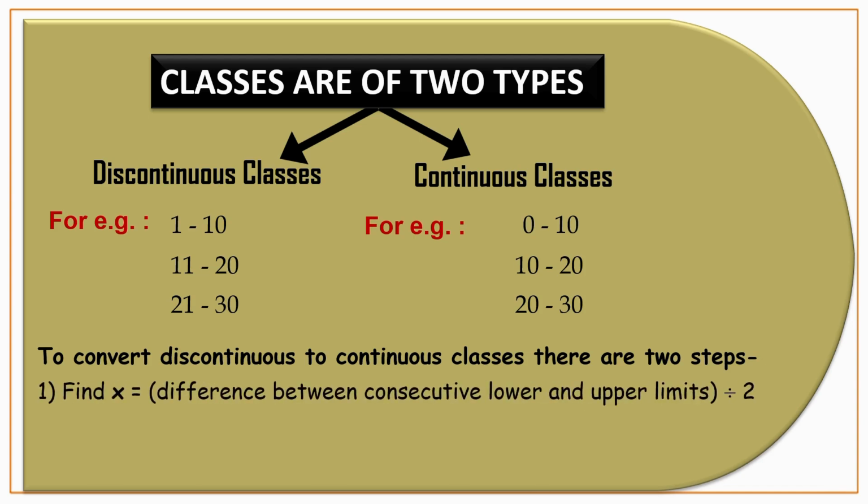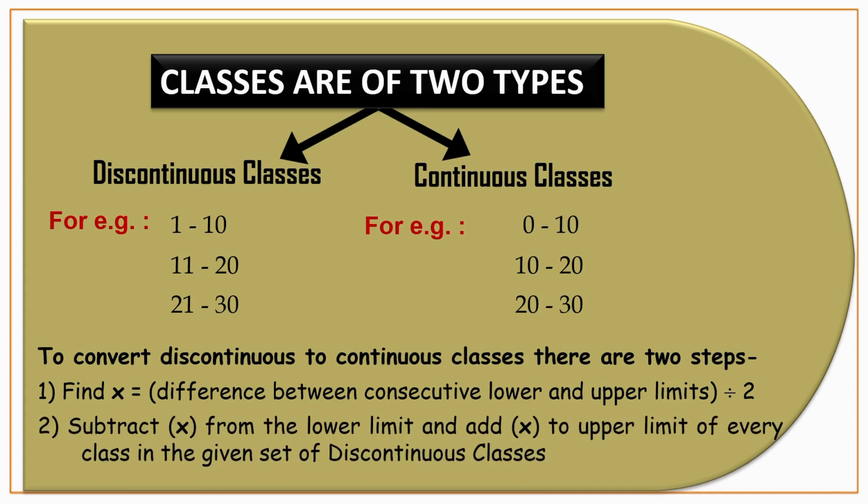The first step is to find x. What is x? That is the difference between the consecutive lower and upper limit, divided by 2. Whenever we take an example, it will be easier for you to understand what this means. The next step is to subtract x, which we found in the previous step, from the lower limit and add x to the upper limit of every class in the given set of discontinuous classes. Once we take a look, it will be easier.